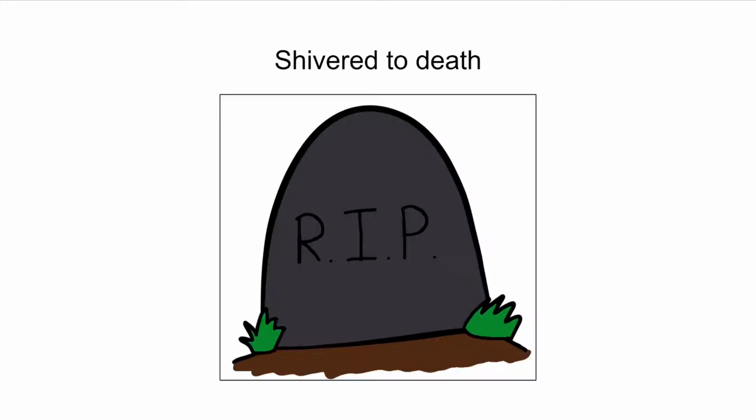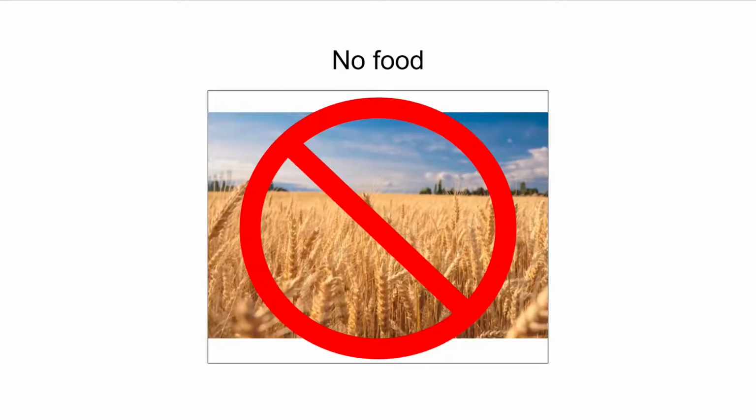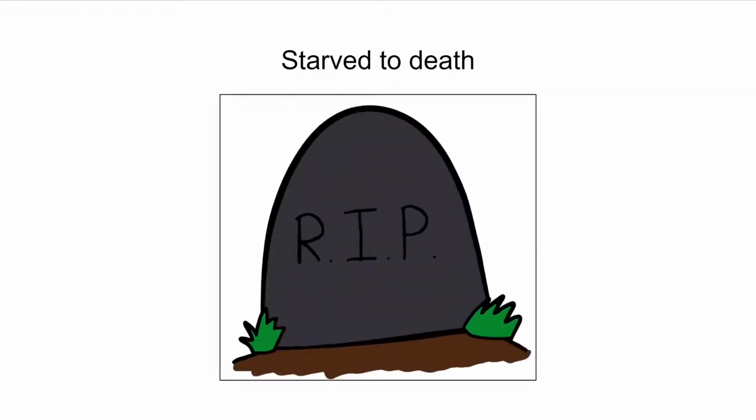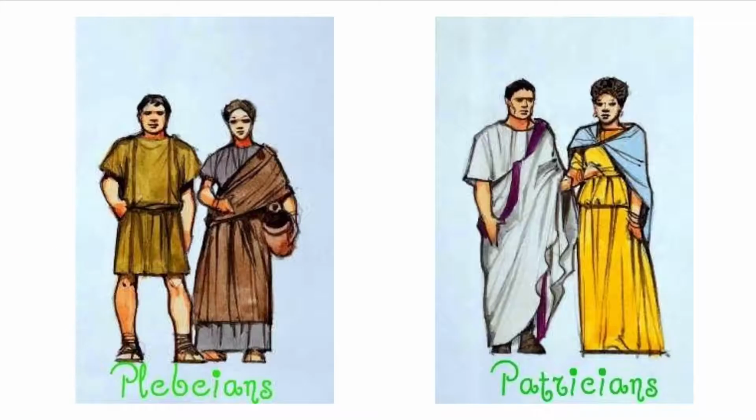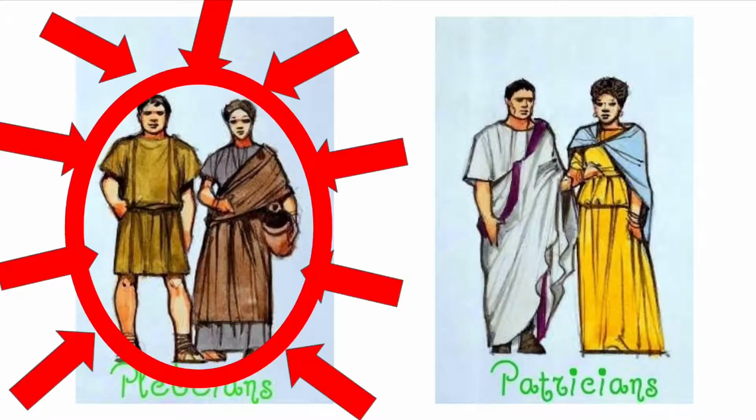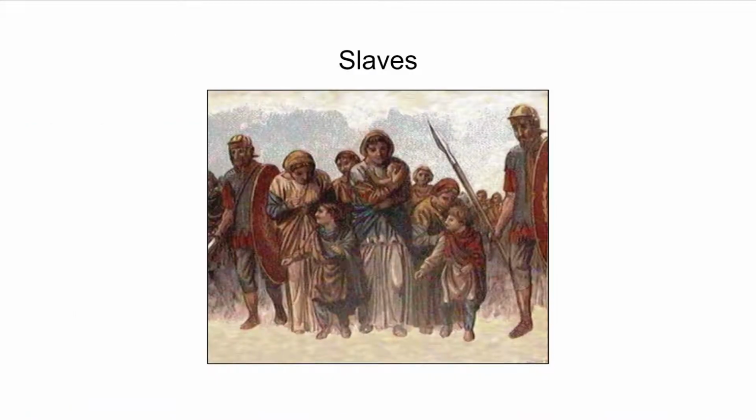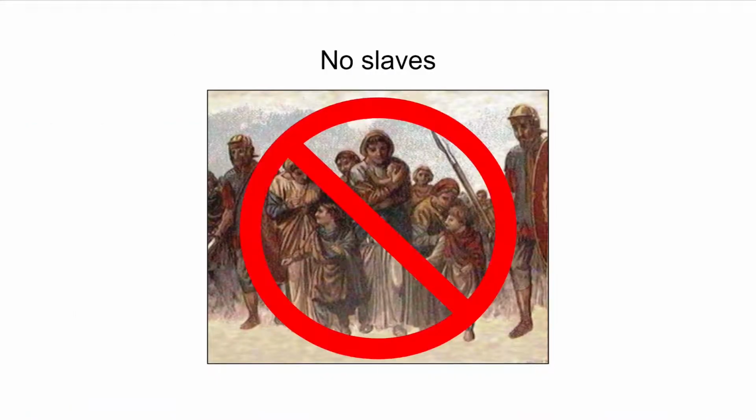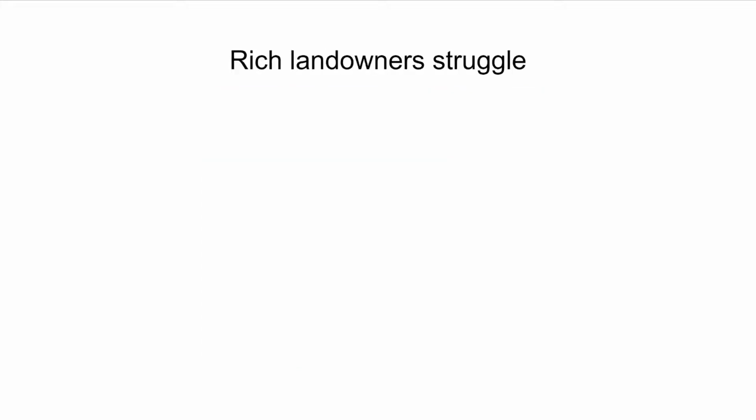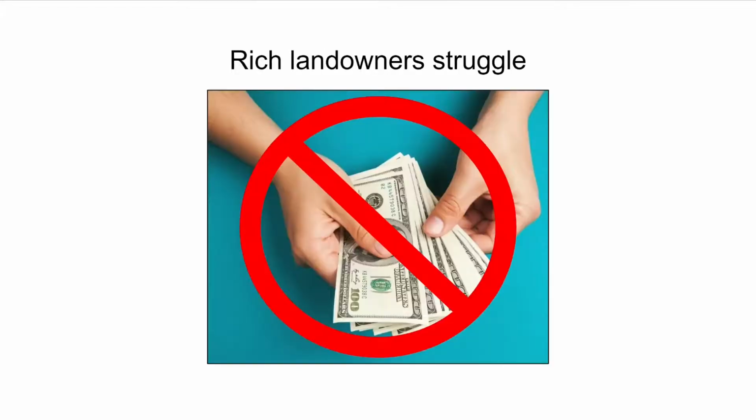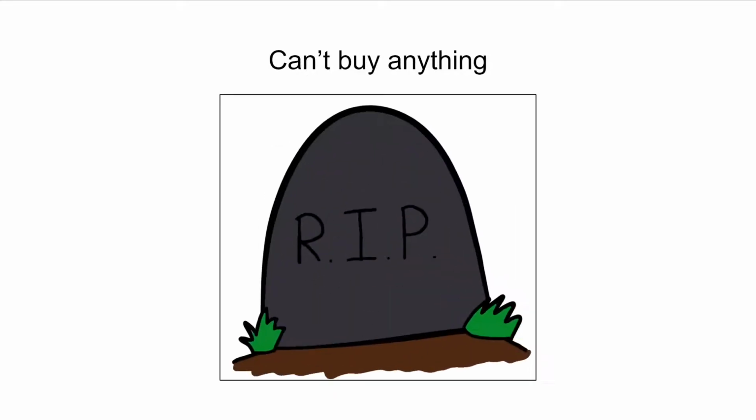Similarly, by using the leaves from their crops, they were left with no food and starved to death. However, the use of clothing, housing, and leaves only applied to the working class people. Rich landowners used slaves, which as you can guess, also led to no slaves. These rich landowners struggle as they depended on slaves for income. No income means they can't buy anything and as a result also die.